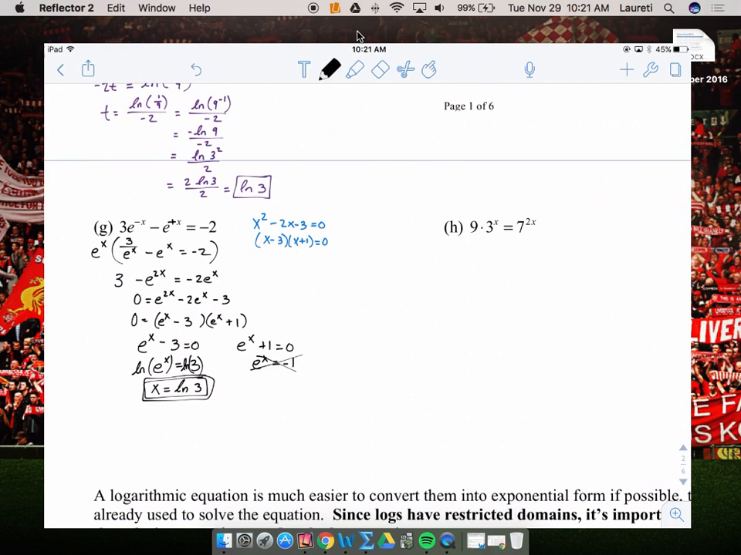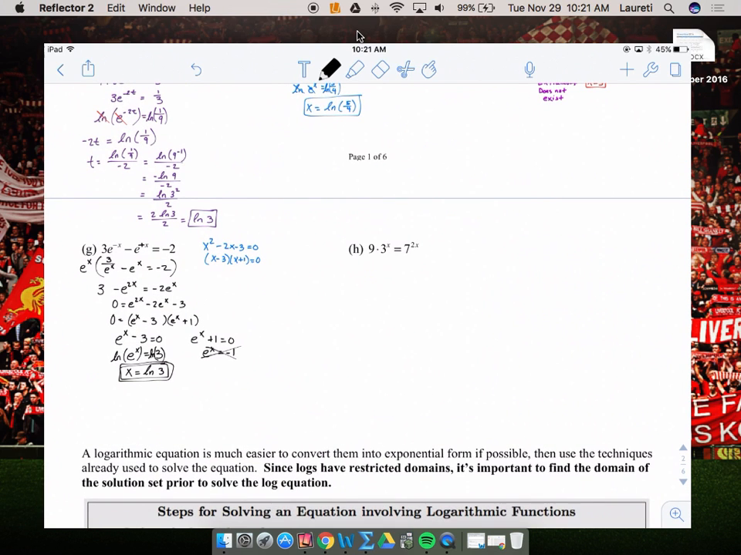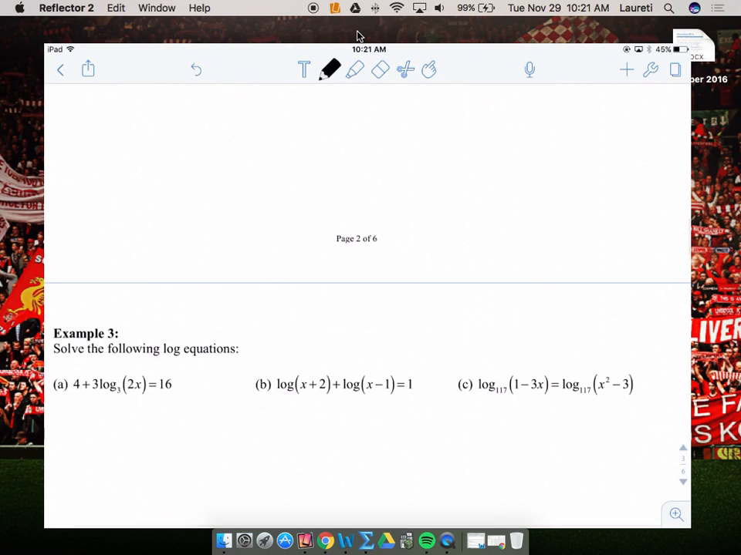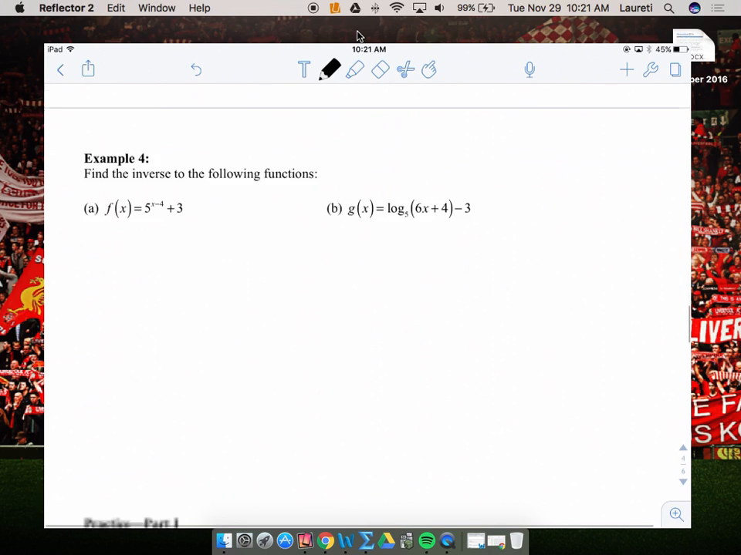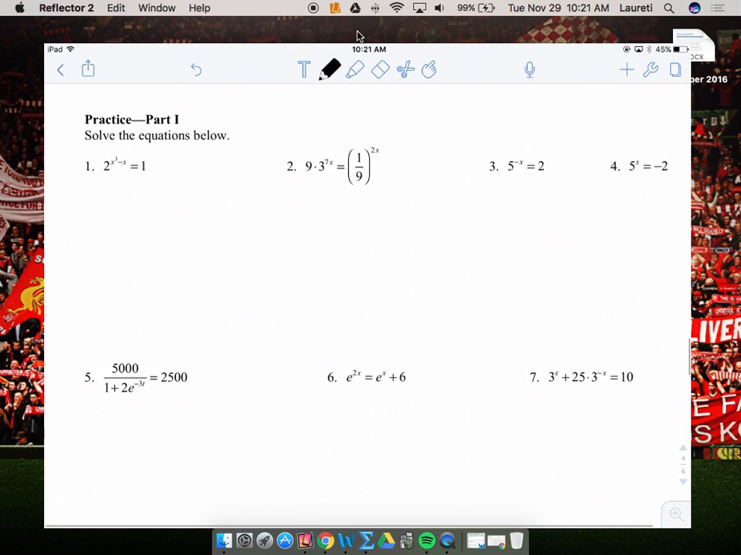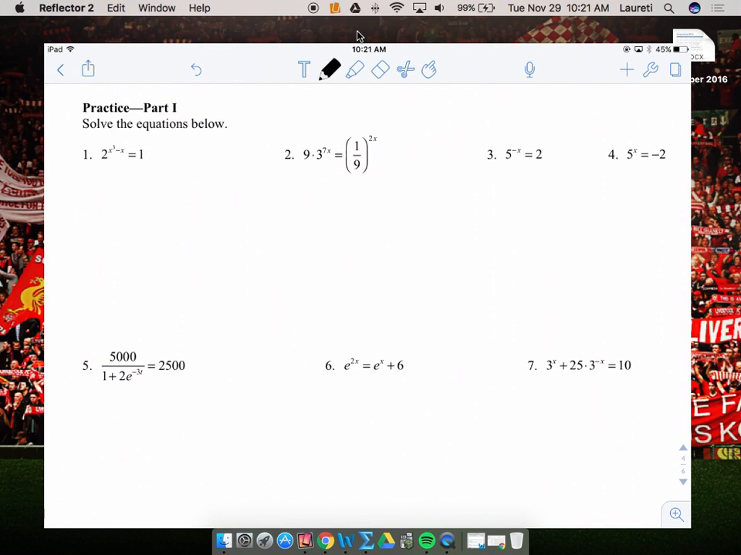I'm not going to do the last one. So what I want you guys to do is get into groups, go down to where it says practice, part 1. Those are all exponential equations, right? So all the techniques that I just showed you can be used to solve those equations, okay? So get into groups and see if you can come up with the answers, okay?